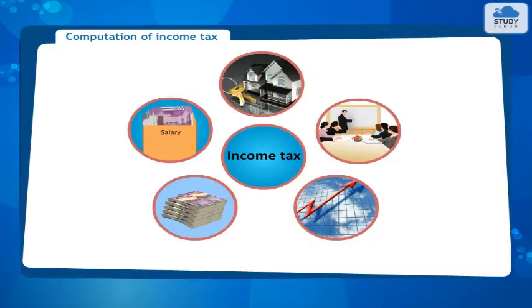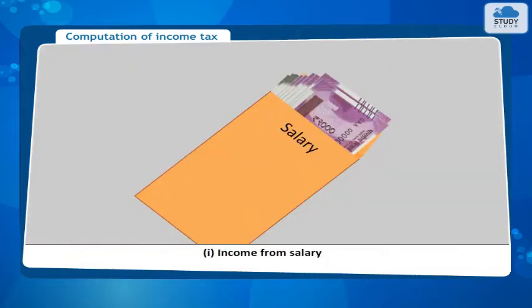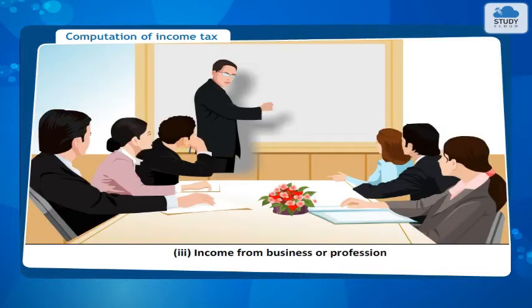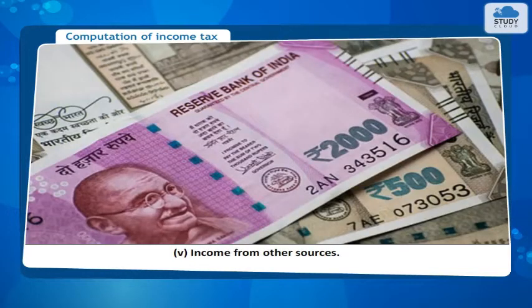Computation of income tax. As income tax is a tax levied on income, the different sources of income are as follows. 1. Income from salary. 2. Income from house or property. 3. Income from business or profession. 4. Income from capital gain. 5. Income from other sources.